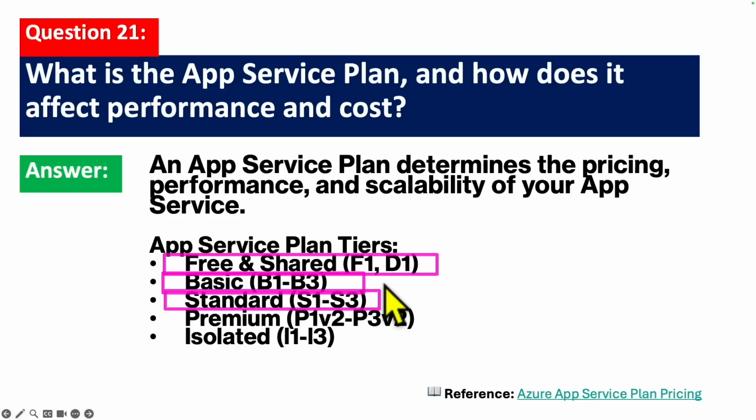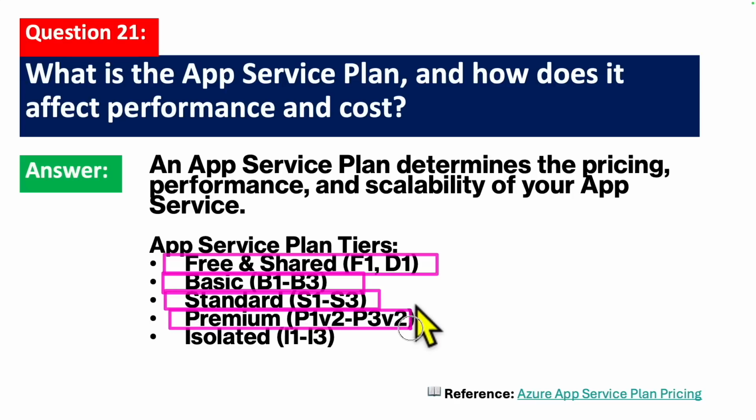Next is the standard one. This provides auto scaling. If you remember, I talked about the basic one. Here you will have to manually scale, but in the standard one, we have an option for auto scaling and you have extra load balancing capabilities. That makes it appropriate for any sort of production workloads.